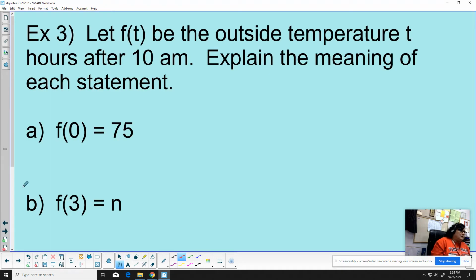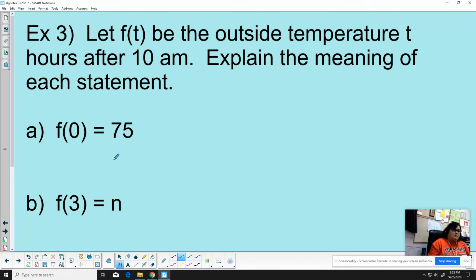All right, so this one's a little harder just because you have to interpret. You have to read what the directions say, and then you have to figure out what this means down here. There's not really any math. It's you figuring out what it means. So it says, let f of t be the outside temperature, t hours after 10 a.m. Okay, so this side is our temperature because f of t is the outside temperature. The 0 here is based on particular hours after 10 o'clock in the morning, 10 a.m.